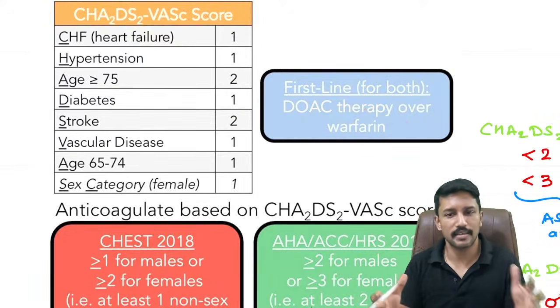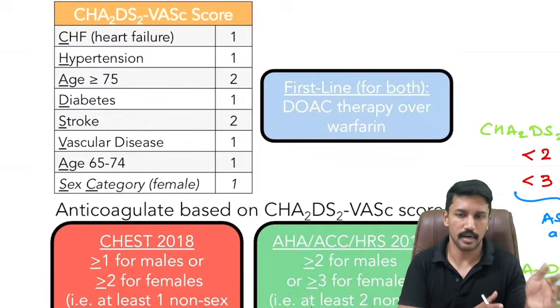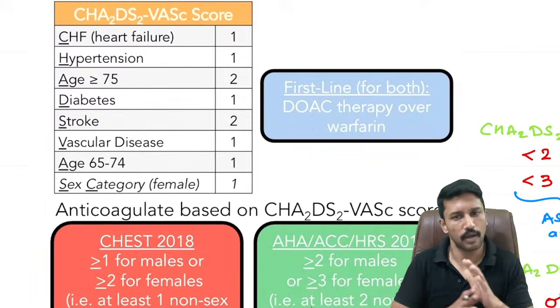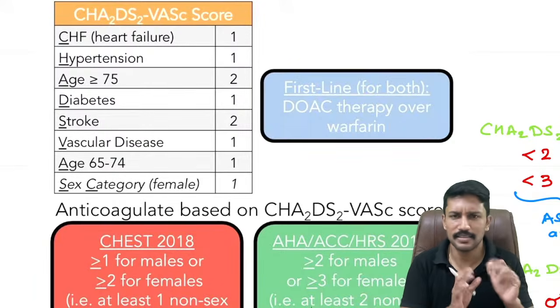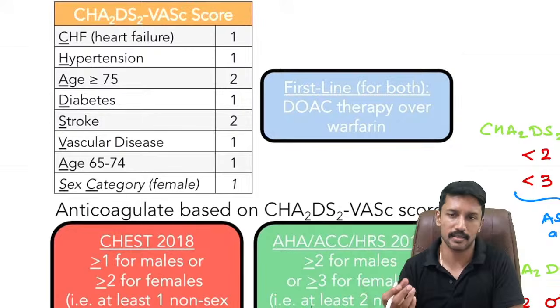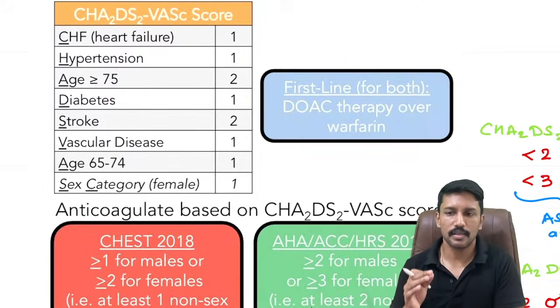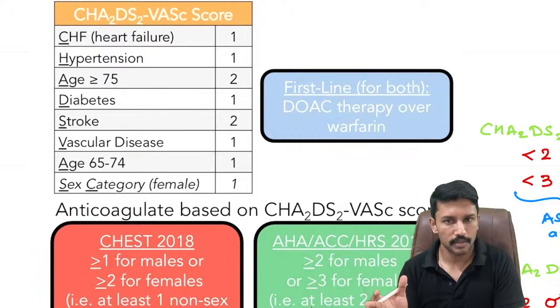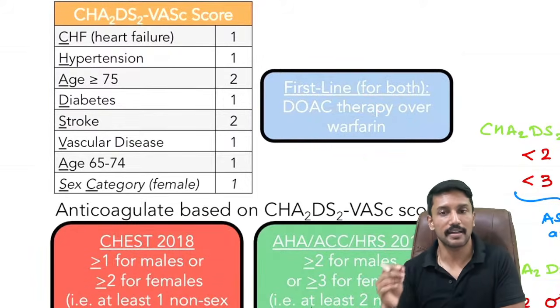Now the current literature says that for other conditions, where it is not a rheumatic heart disease, or the patient has got a valve replacement but it is not metallic, it is a bioprosthetic valve, in such cases we can go ahead with the newer oral anticoagulants like apixaban, rivaroxaban, dabigatran. Those are equally effective as warfarin, much safer, and when we give warfarin we need to monitor the INR regularly.